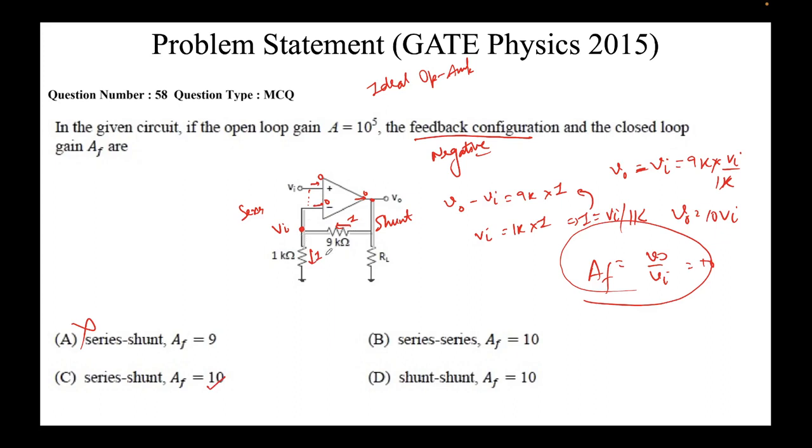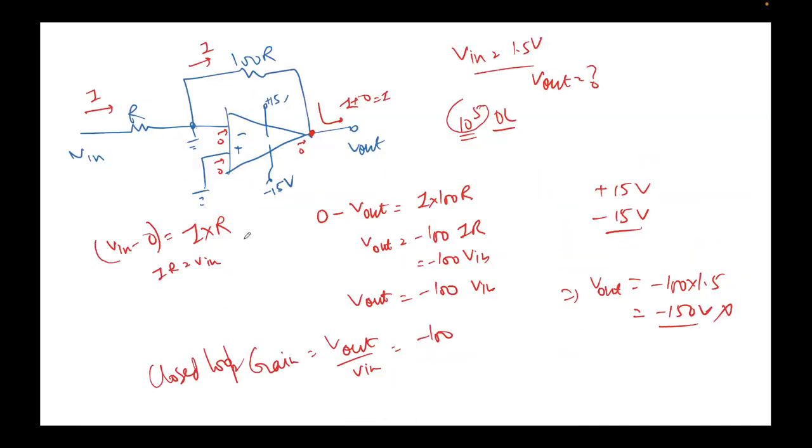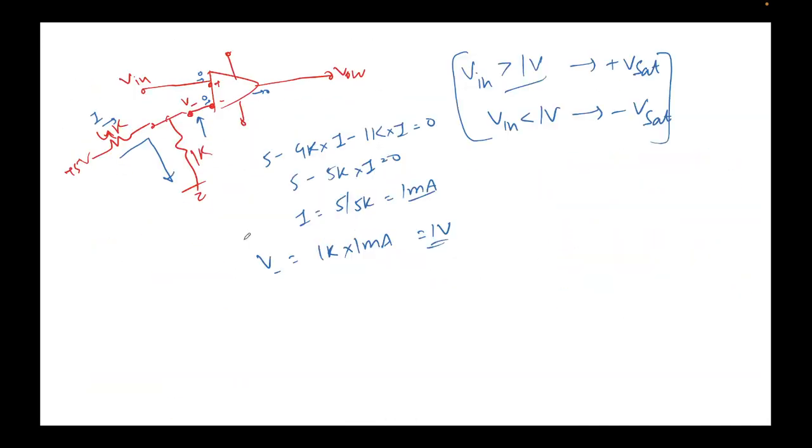In op-amp circuits, in fact, I have never seen a circuit which is not series shunt. In GATE questions, or NET, or whatever the level, it will either be an open loop circuit, or if it's a feedback circuit, you will more often than not see that it's a series shunt. This is what you will always see. So this is all for today, but there are a few shortcuts which we can learn.